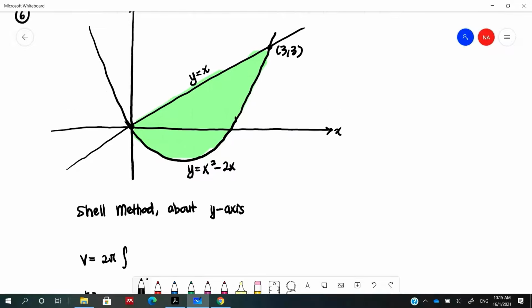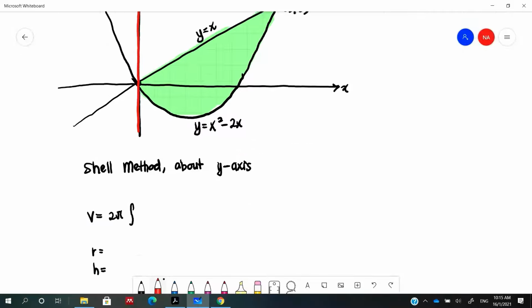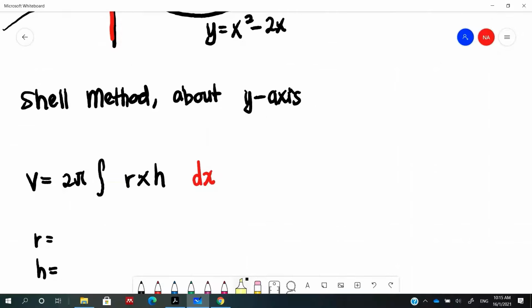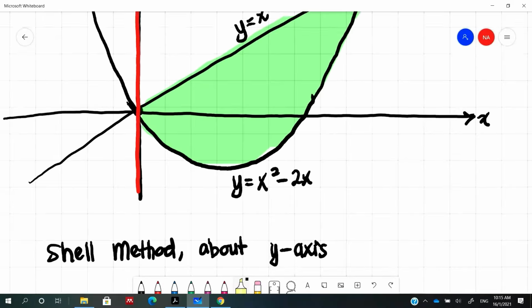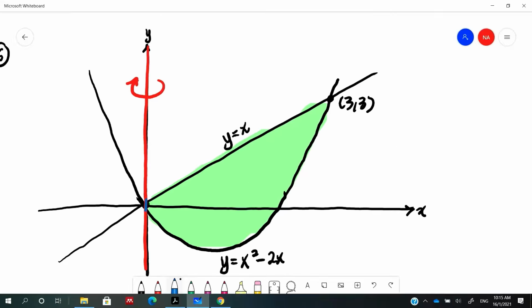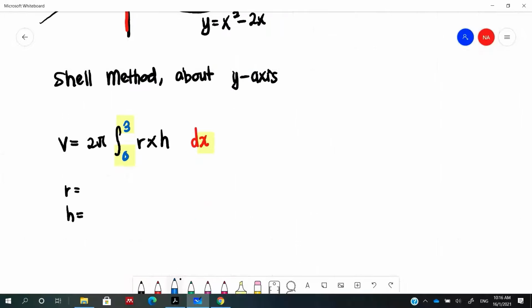Okay, so now we want to rotate about the y-axis. All right, suppose this is the y-axis, so this is the axis of rotation. We want to rotate that region, so we know that it should be dx, right? The formula should be given by r multiplied by h. So the values on this integral should be on the x-axis because it is in terms of x. On the x-axis, you should look at the region. It is bounded from 0 until 3.